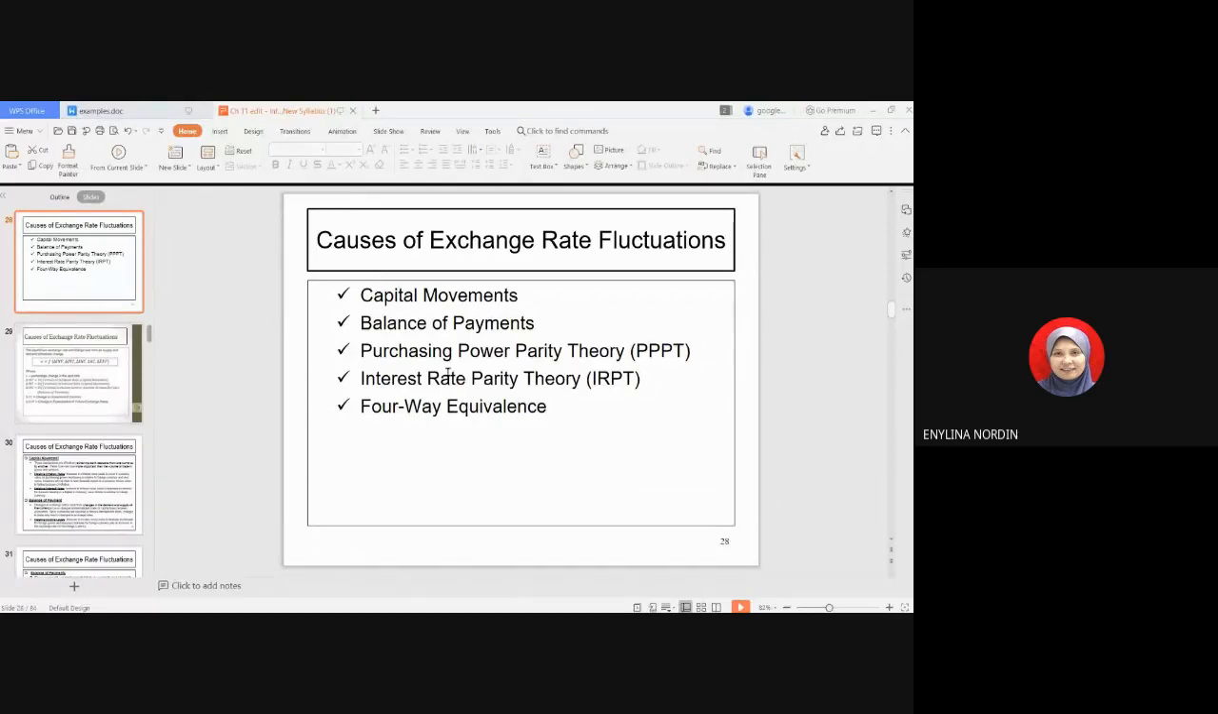Today I continue my lecture on the international finance topic, with the causes of exchange rate fluctuations. As mentioned, the causes include capital movement, balance of payment, purchasing power parity theory, interest rate parity theory, and four-way equivalent.